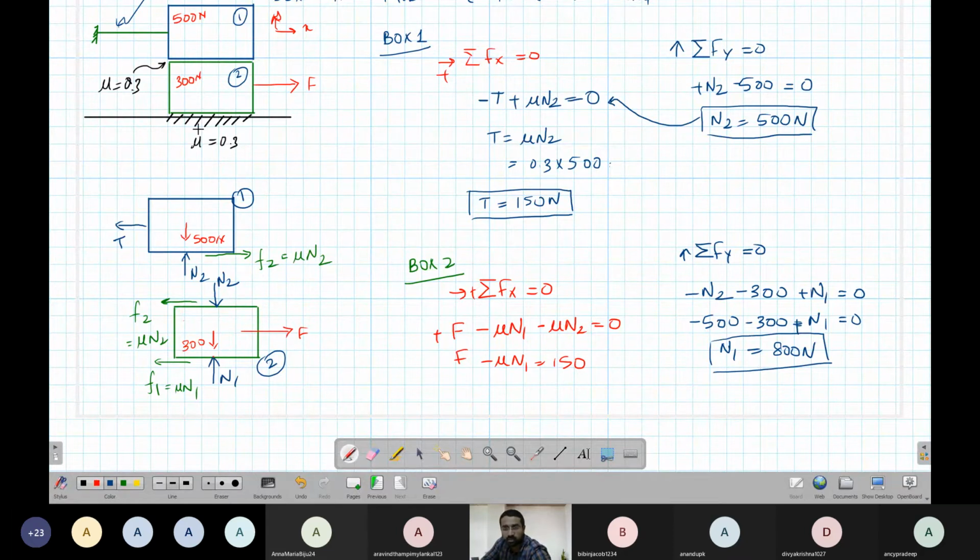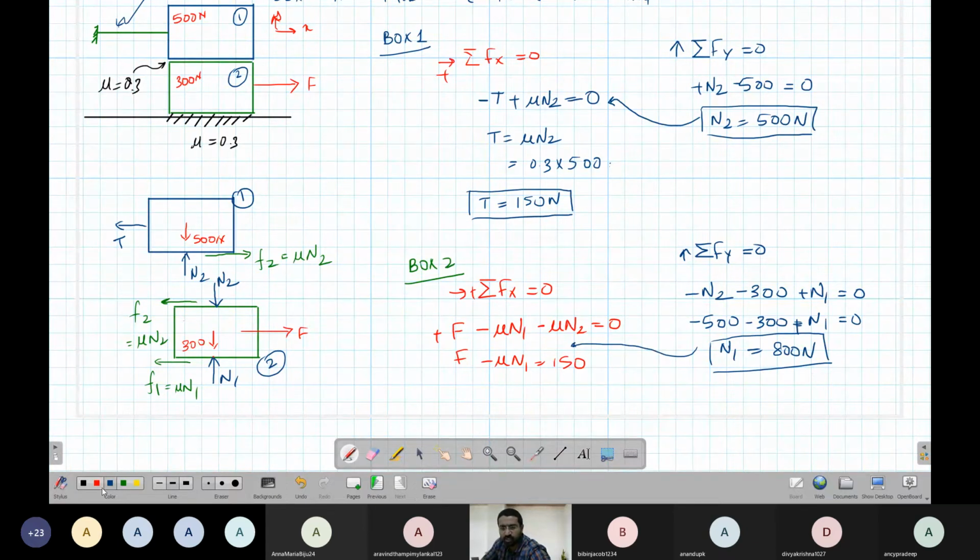N1 is the force the body applies on the floor. This floor is putting a force on these two bodies, like this body applies a force. That is equal to the weight of these two bodies. But then we have to solve this by maths. So this is 800. We'll substitute it here.